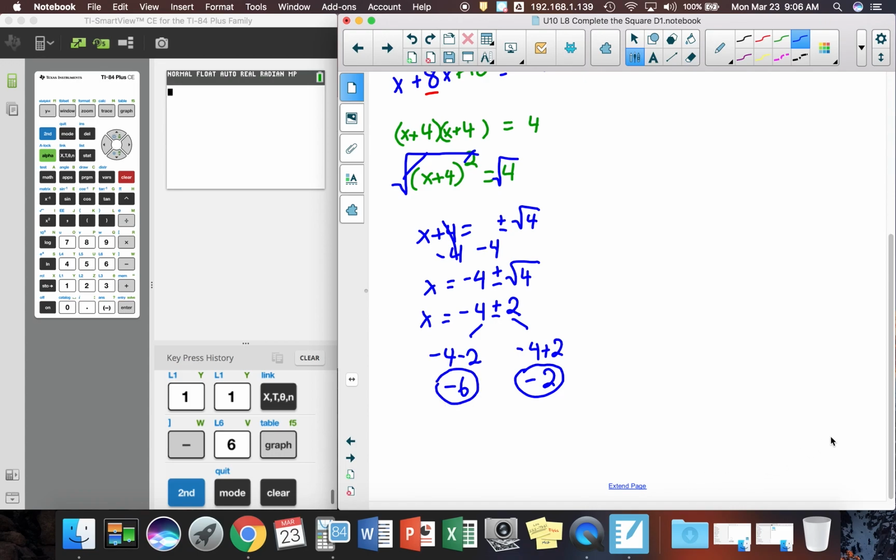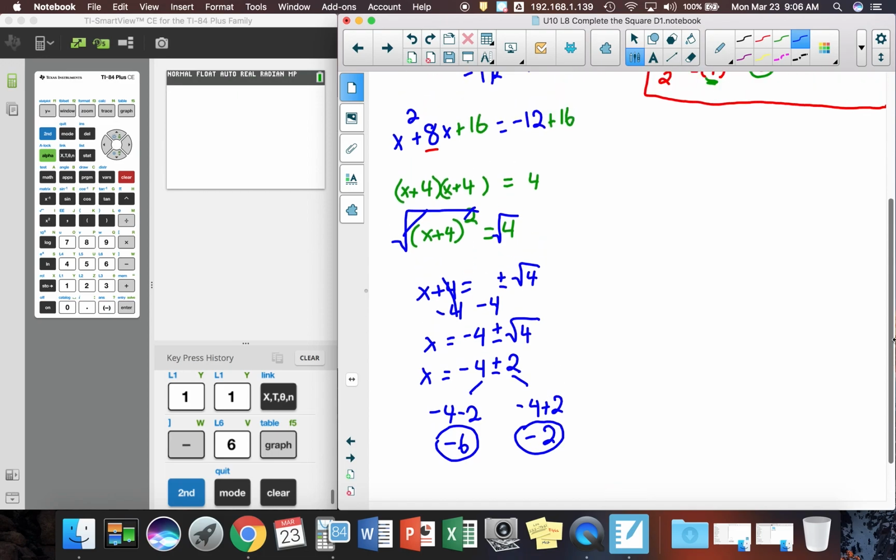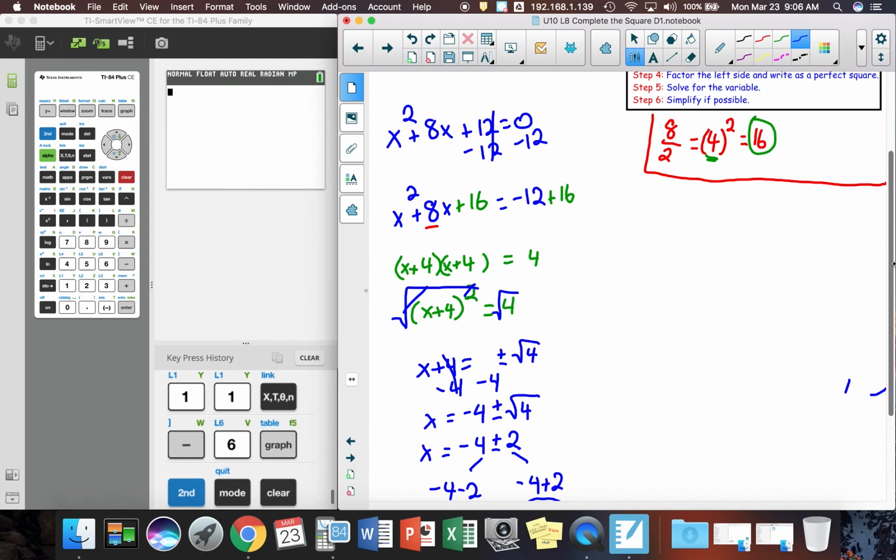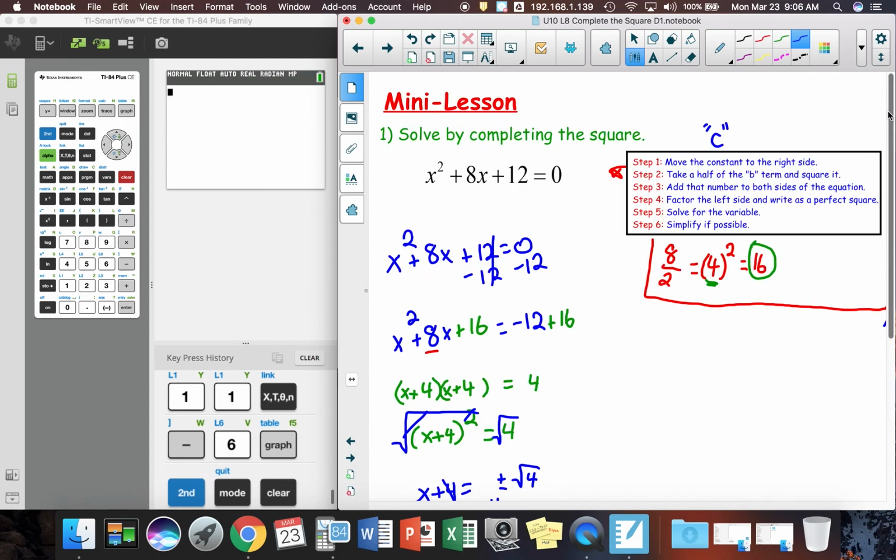Okay, so let's recap. Let me scroll back up. So the first thing I did was I moved the constant to the right side. So I took this 12, moved it over, took half of the b term and squared it. This is a very important step. My b term is 8. I took half of that, squared it, and I got 16. Third step is that we add that to both sides of the equation. So 16 here, 16 there. And then I factor the left side and rewrite it as a perfect square.